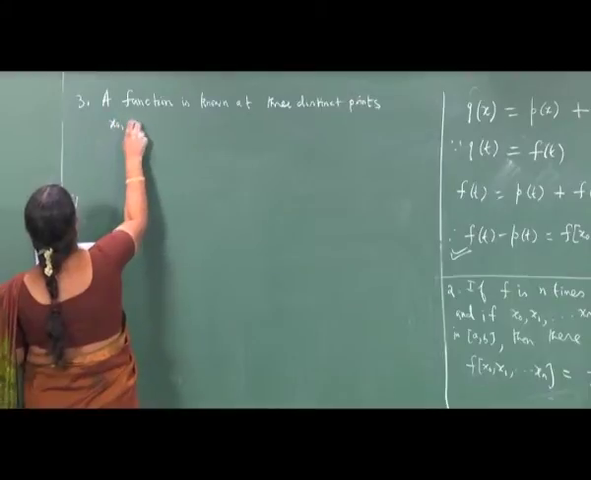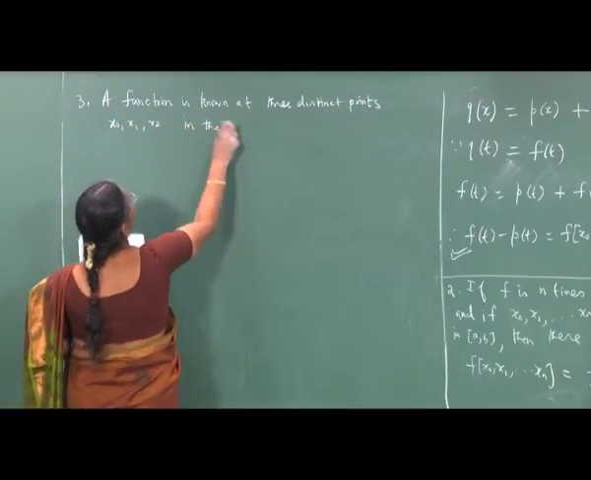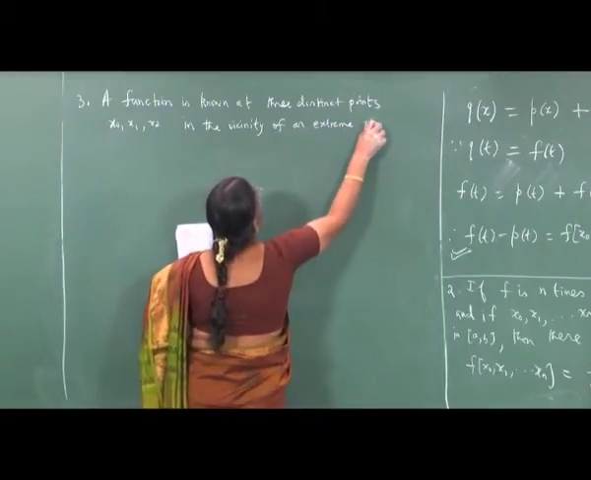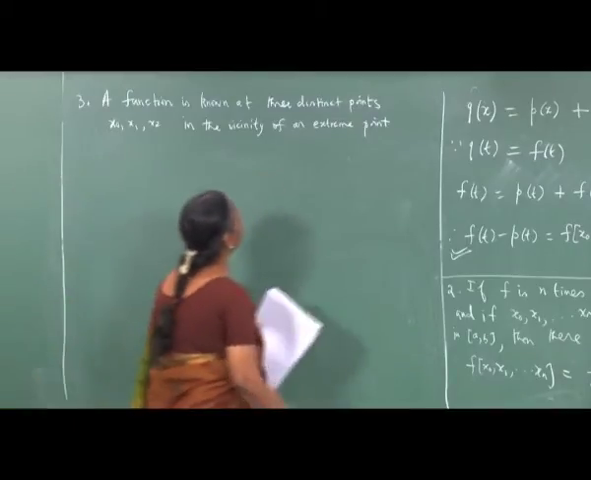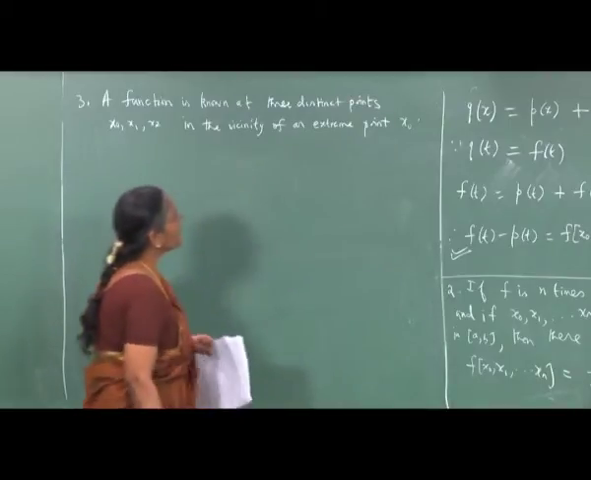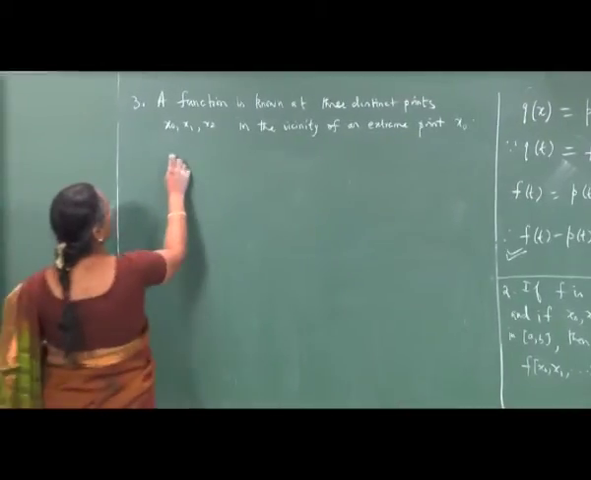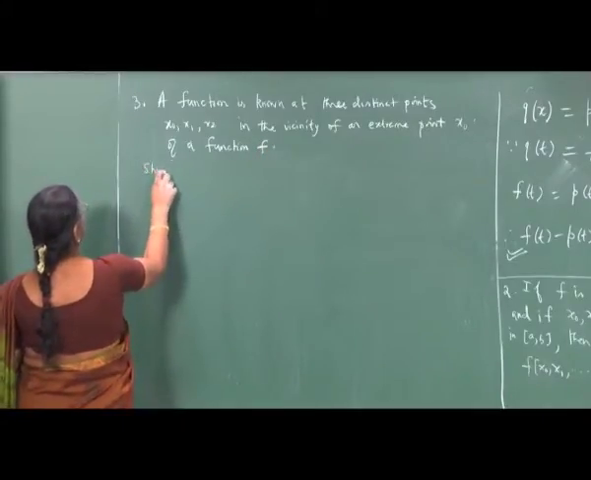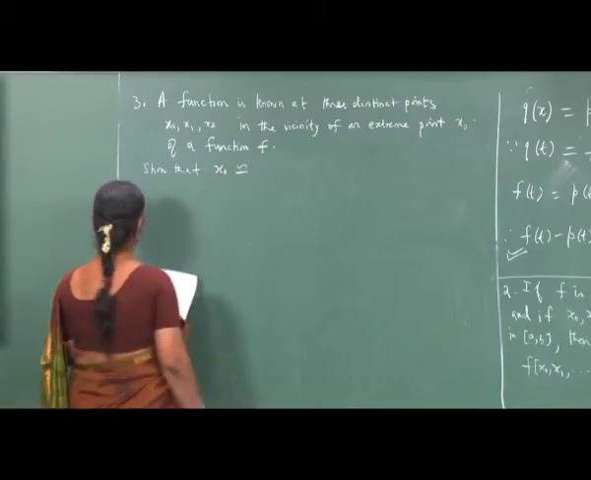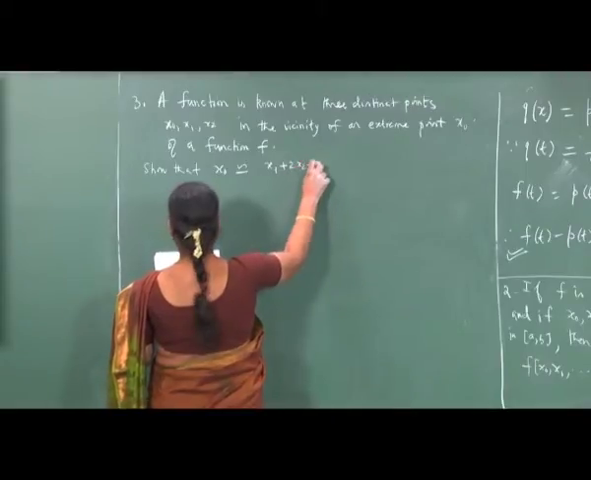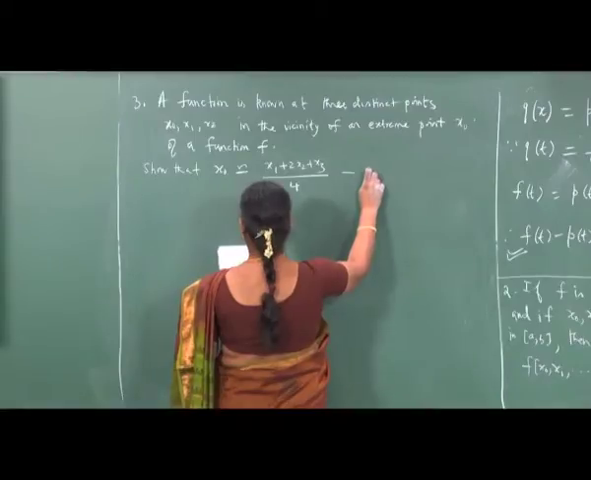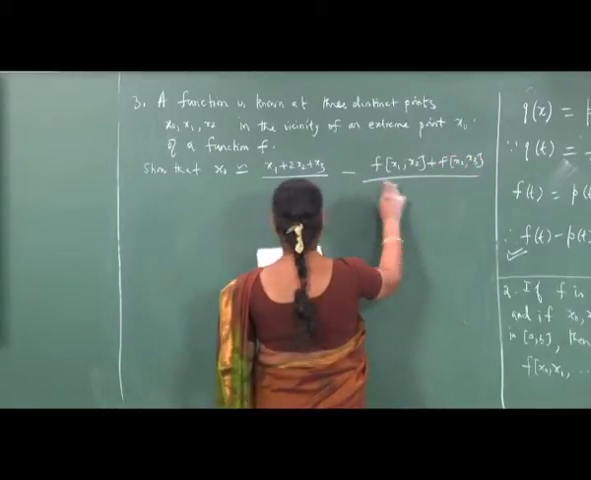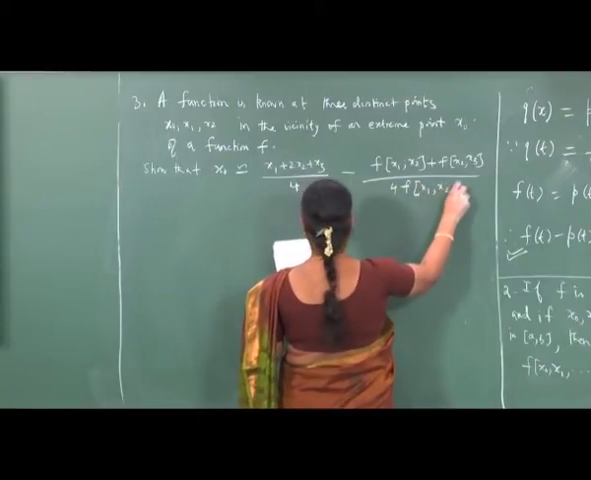So, let us call these points x0, x1, x2. In the vicinity of an extreme point x0 of a function f of x, show that x0 can be approximated by (x1 plus 2 x2 plus x3)/4 minus (f of x1 x2 plus f of x2 x3) divided by 4 times f of x1 x2 x3.